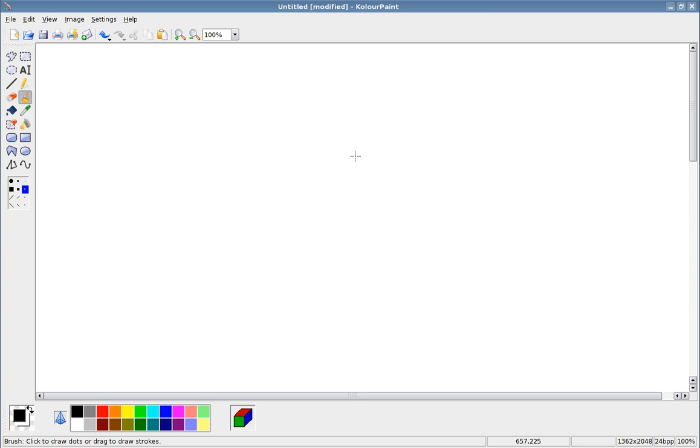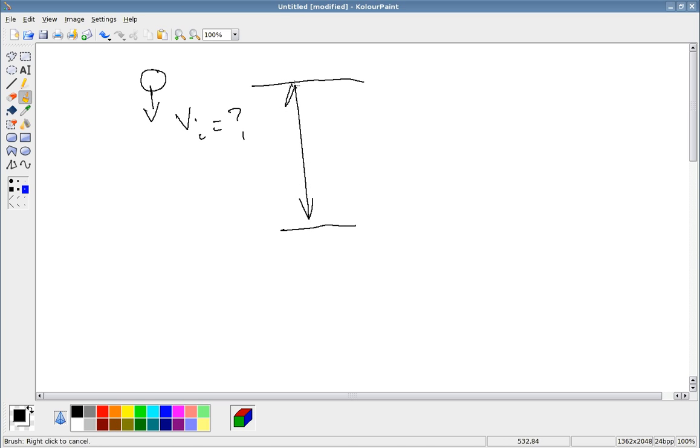Okay, this problem is one where we have a ball, and the ball is being thrown down, and the ball ends up falling. The initial velocity is unknown, but the ball falls for a certain height, and that height is 3 meters.